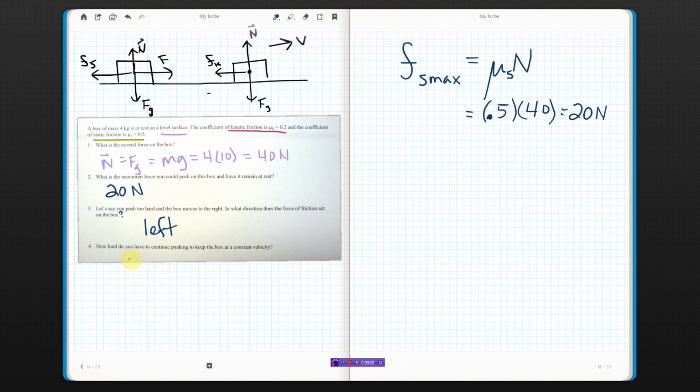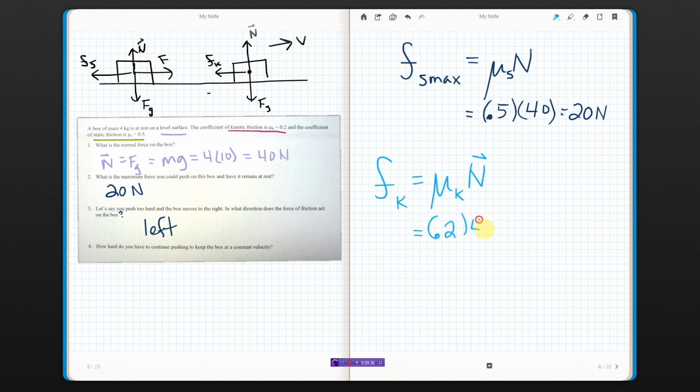Boom. Okay. How hard do you have to continue pushing to keep the box at a constant velocity? Okay. So here's the thing. As long as this box is moving, the kinetic friction is the same number. It doesn't matter how fast it goes. It doesn't matter how slow it goes. It doesn't matter what else is going on. It's always this number. Same equation as before, but now coefficient of kinetic friction. Okay. In this case, that's 0.2. The normal force is still 40. So what I have is, what is it? That's 8. That's 8 newtons.